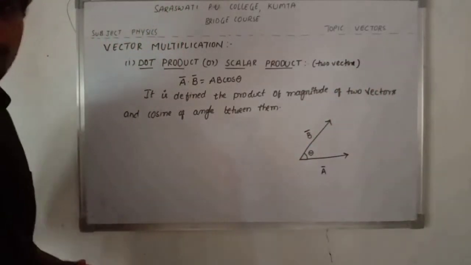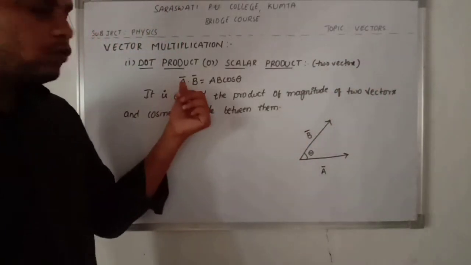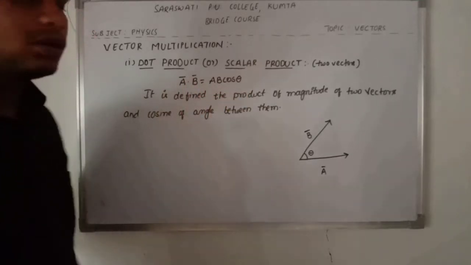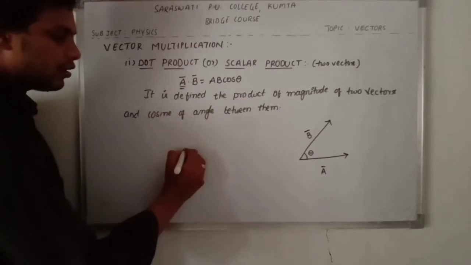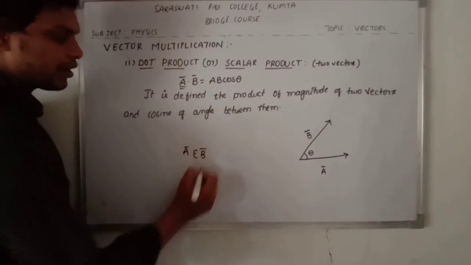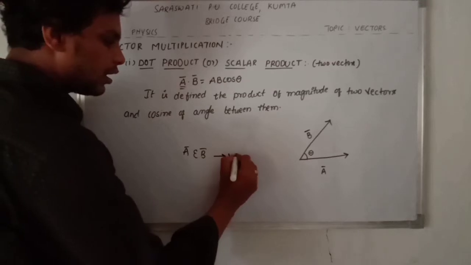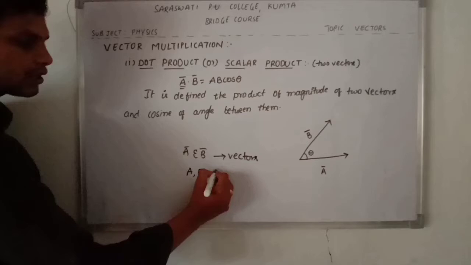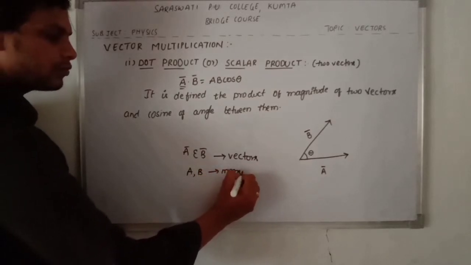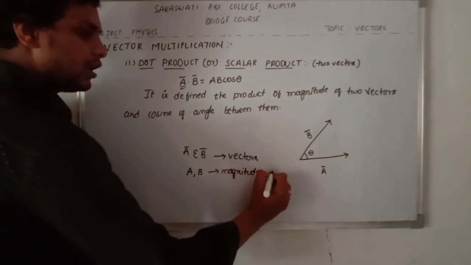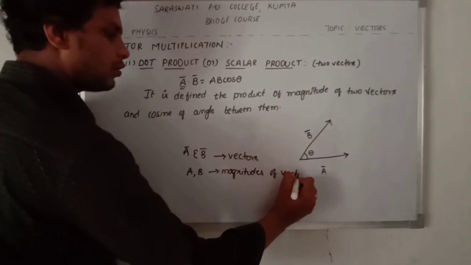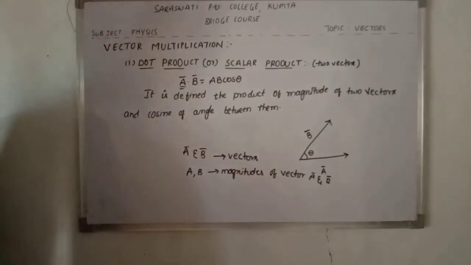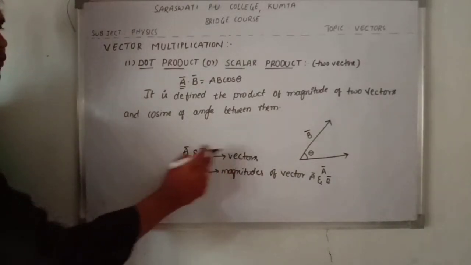In the dot product or scalar product of two vectors, if you take a bar dot b bar, that is taken as ab cos theta. Here a bar and b bar are the vectors, and a and b are the magnitudes of the vectors a bar and b bar.